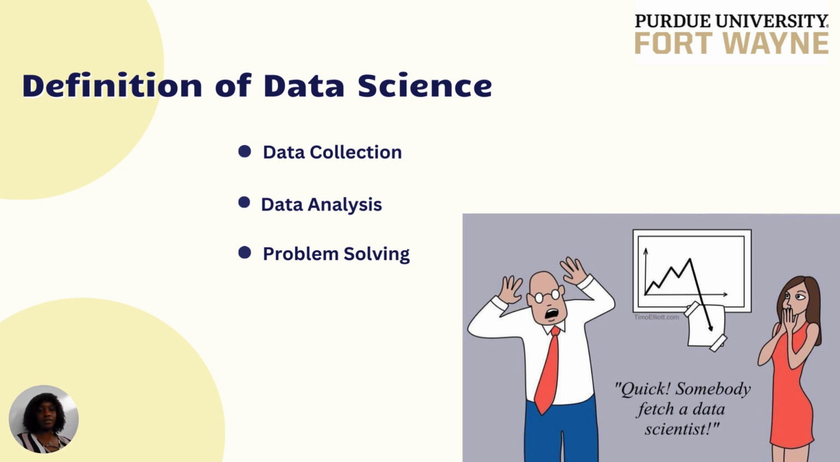Okay, let's begin. Data science can be broken down into three parts. The first is data collection, the second, data analysis, and finally, problem solving. Each of these three parts make up data science and they are followed in an orderly manner. First, we do data collection, followed by data analysis, and finally, problem solving.